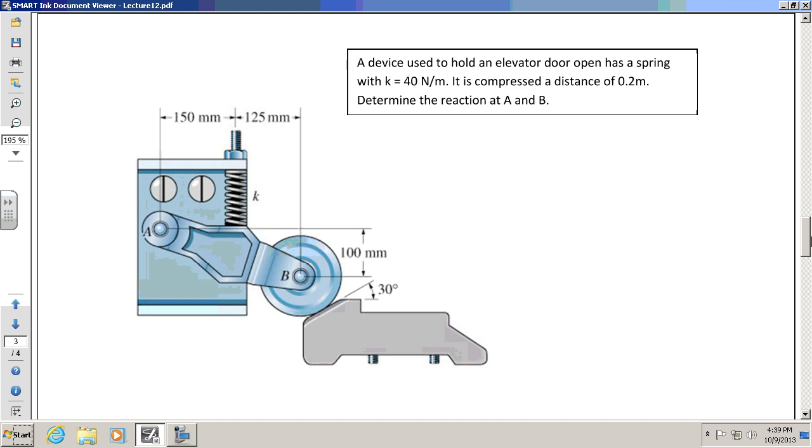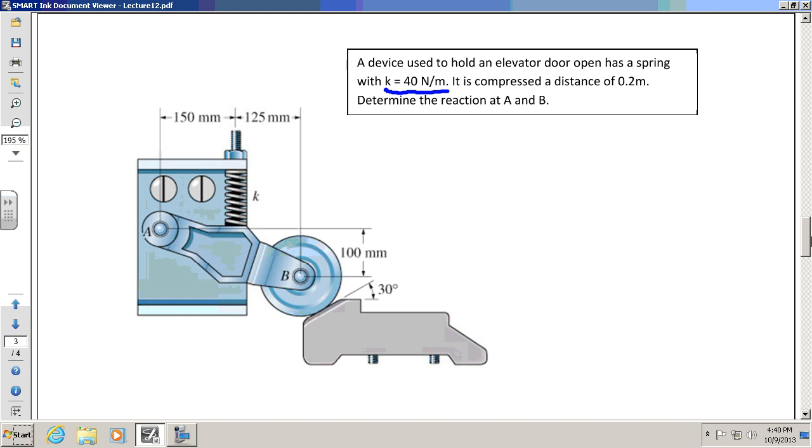Before we get into the actual free body diagram itself, let's do a reminder. We got another spring. I don't want you to forget about springs because they come up from time to time. It's a device used to hold an elevator door open. It has a spring with a k of 40 newtons per meter. The spring is compressed a distance of 0.2 meters. Determine the reaction at A and B.